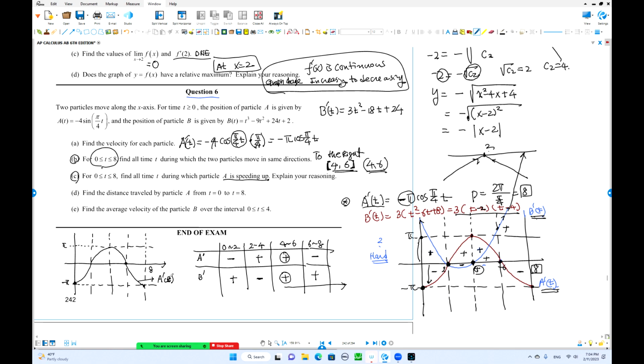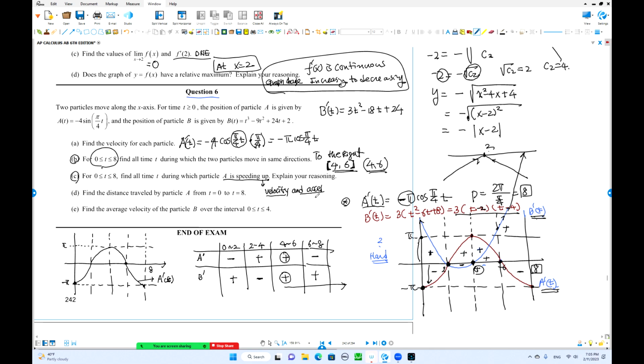To check whether the particle is speeding up or slowing down, we use what? Velocity and acceleration. We need to check both. If they have the same sign, the particle is speeding up. Opposite sign is what? Slowing down, right.